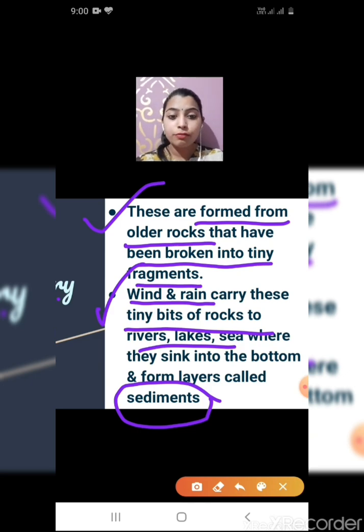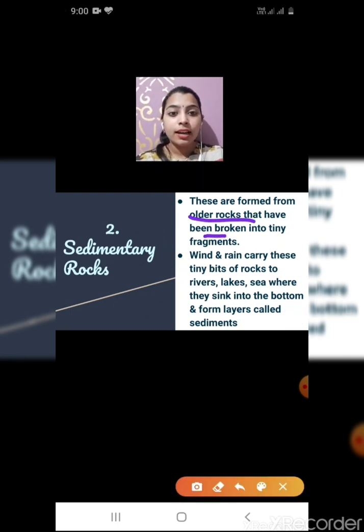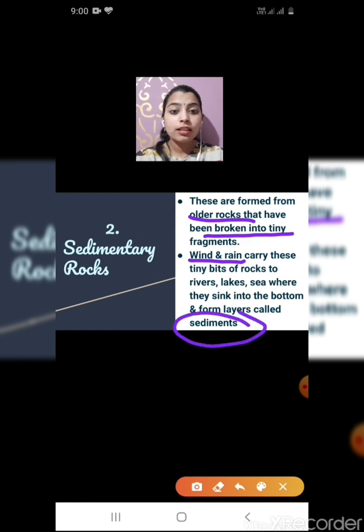Both the points you understood? First one, it is made from the older rocks that have been broken into tiny portions or fragments. Then wind and rain carry these tiny bits of rocks. Where do they carry? River, lake, sea, where they sink into the bottom and form a layer which is called sediment. Understood?